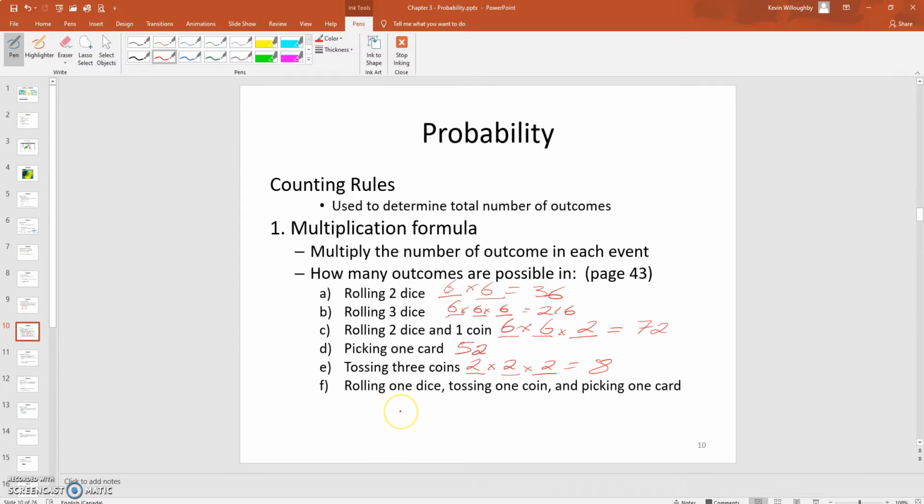Part F here, rolling 1 dice, tossing 1 coin, and picking 1 card. There's our 3 spots. We have 3 different events. Rolling 1 dice, 6 outcomes, 1 coin, and picking 1 card out of 52 cards. So this equals 624. That's the multiplication rule.